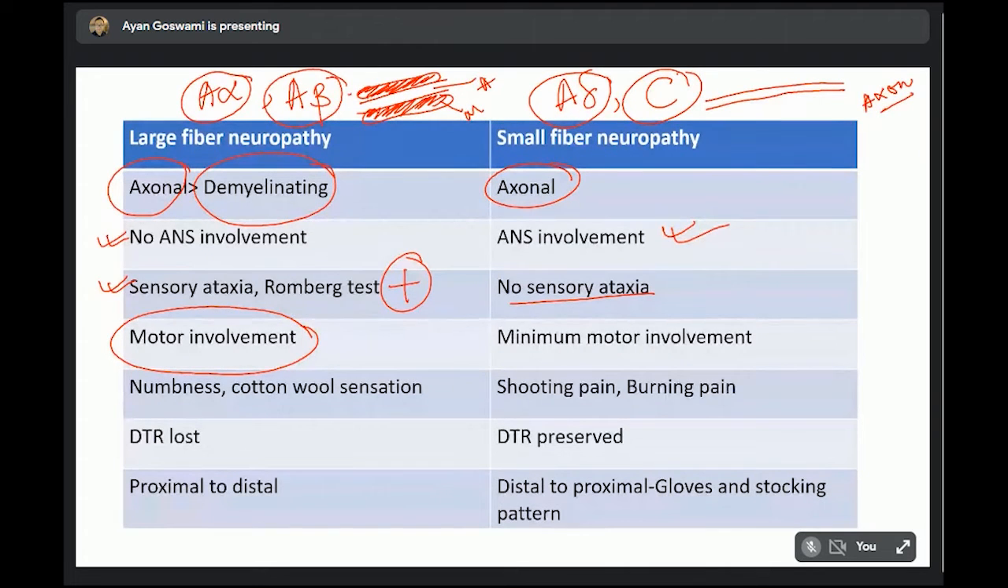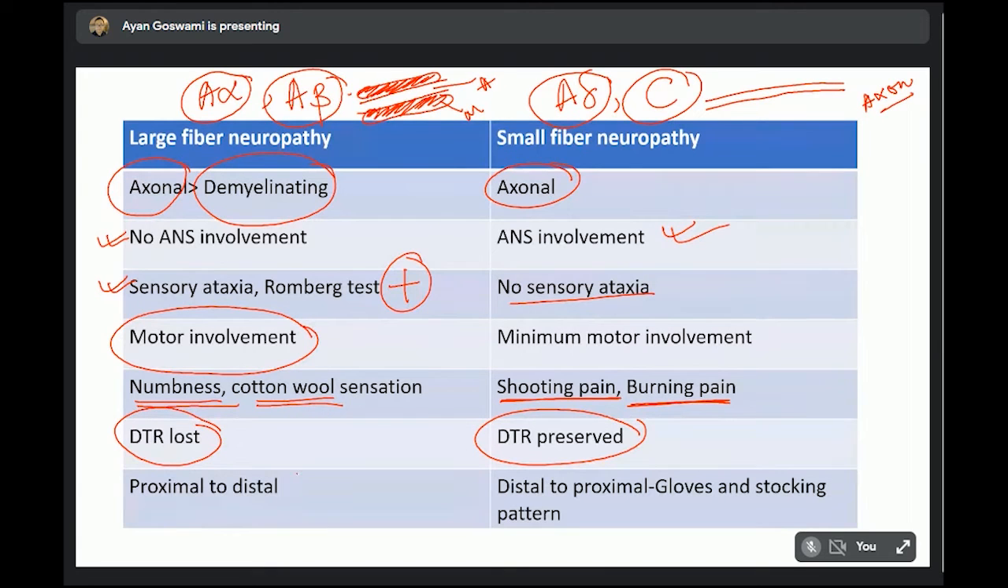When A alpha fiber is damaged, the patient will have cotton wool sensation, numbness, heaviness in hands and feet. Numbness and cotton wool sensation are features of large fiber neuropathy. In small fiber neuropathy, the patient will complain of shooting pain and burning pain. Deep tendon reflex, for example knee jerk, will be lost in large fiber neuropathy, and preserved in small fiber neuropathy.